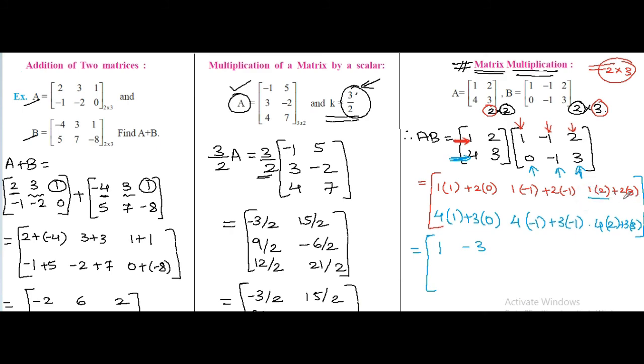Here it is 2 plus 6, that is 8. Here it will be 4, here it will be -7, here it will be 17. This is the new matrix. Just check out the order, 2 rows and 3 columns, 2 by 3. That is what I told you in the beginning.